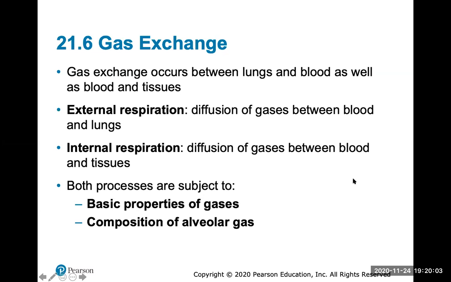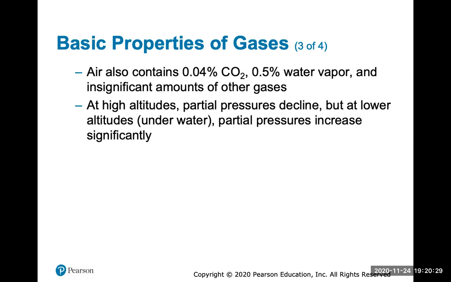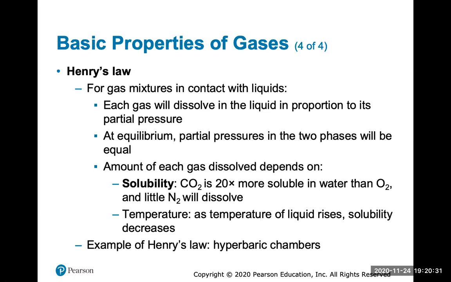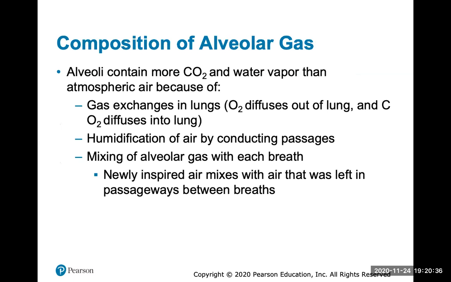Gas exchange, we'll talk a lot about this in part C, occurs between the lungs and blood, as well as blood and tissues. External respiration is the diffusion of gases between blood and lungs, and internal respiration is the diffusion of gases between blood and tissues. And they're both subject to basic properties of gases and the composition of alveolar gas. We'll get a little bit into partial pressure, but you guys don't need to know the partial pressure properties of gases or Henry's law or any mathematical compositions.